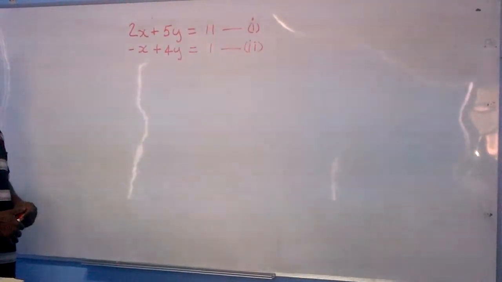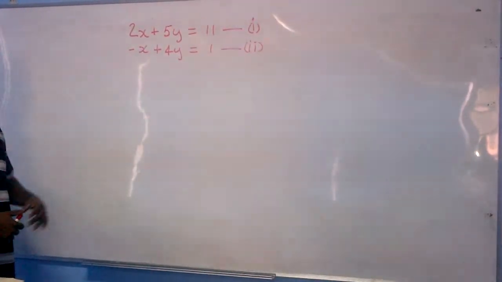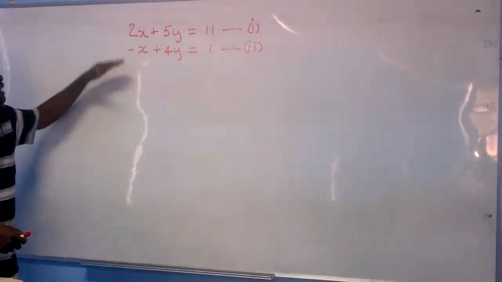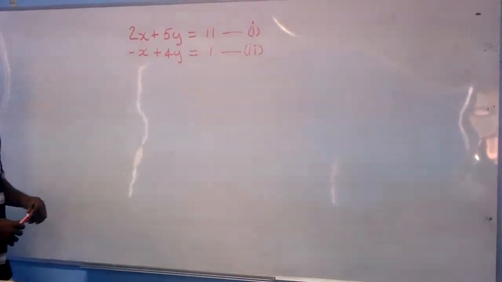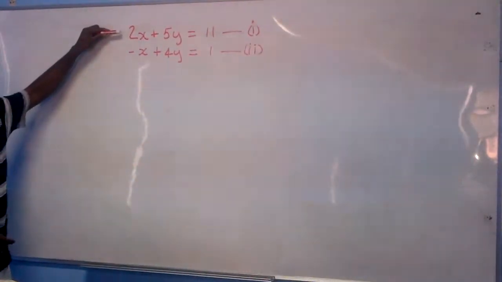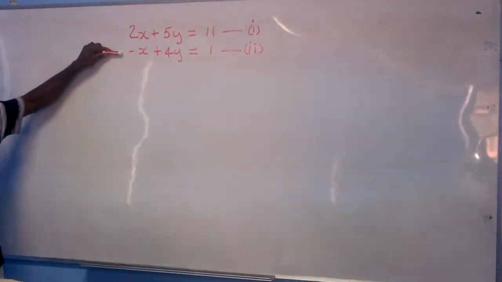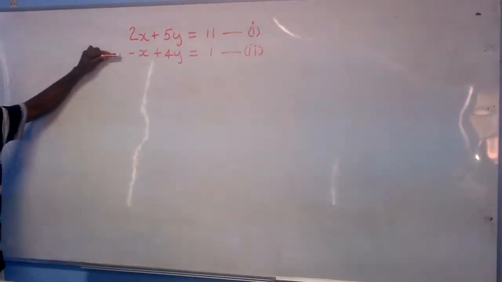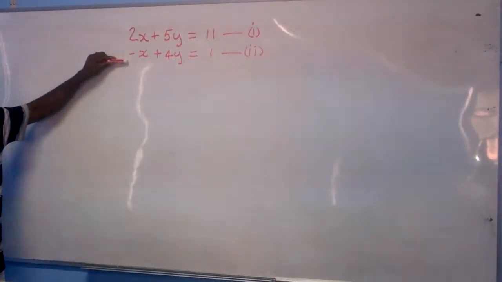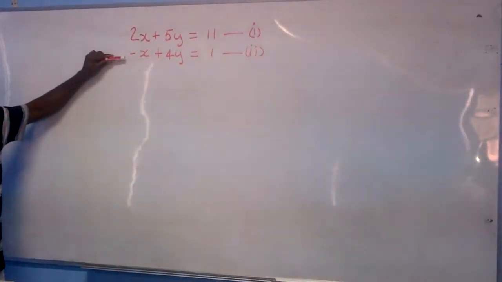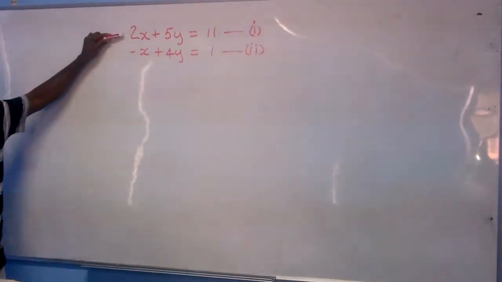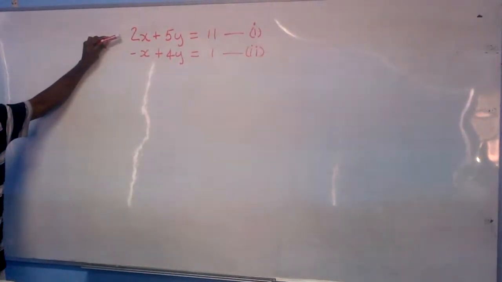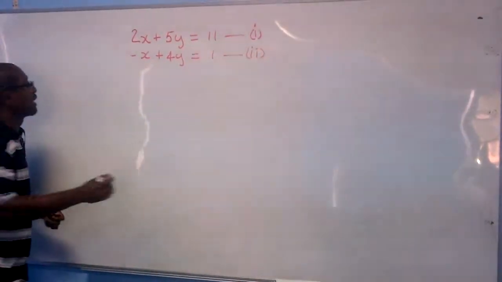Now, our objective is to first eliminate one of these variables by interacting the two equations. If we look at equation 1, we will see a 2x. And when we look at equation 2, we will see a negative x. Now, if we multiply equation 2 by 2, we will end up with negative 2x, which will cancel the positive 2x in equation 1 when the two equations are added. So, let us do that.